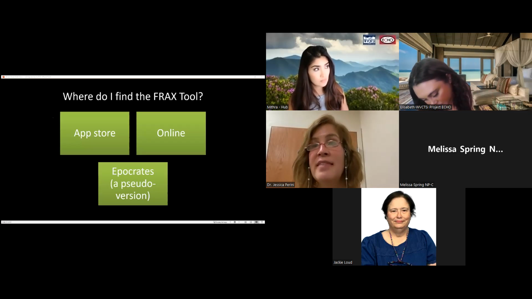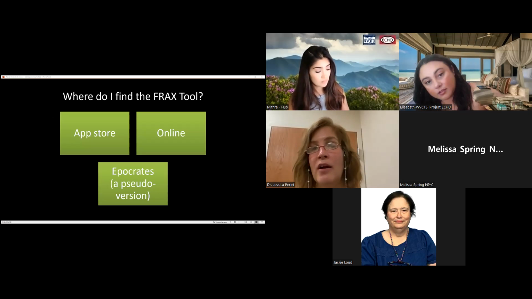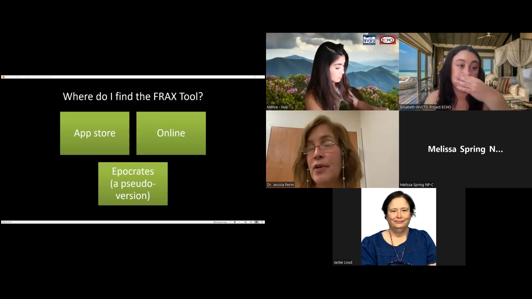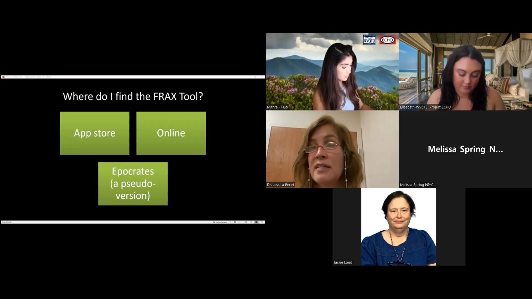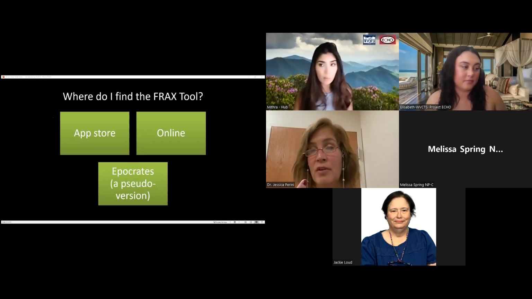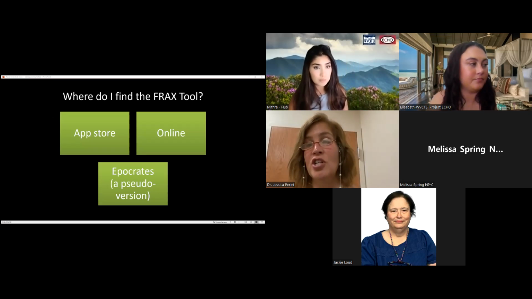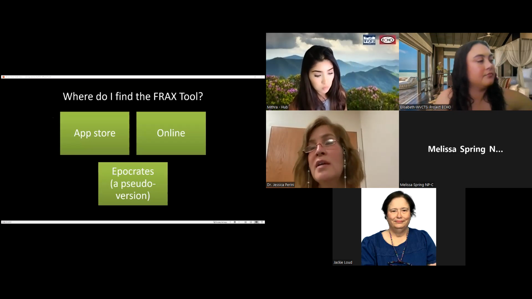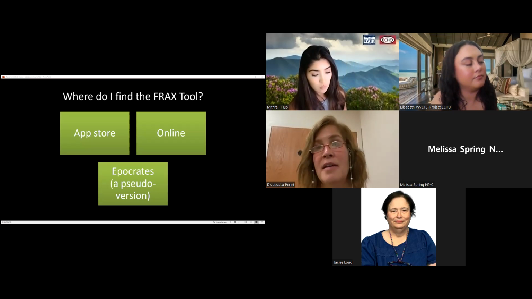Okay, how do you find that Frax tool anywhere? You can go to the App Store, they have one. You can go online and download it. You can go to Hippocrates, they even have one. In the same little app where you look up medications, there's a Hippocrates version of the Frax tool, easy to find. Next slide.